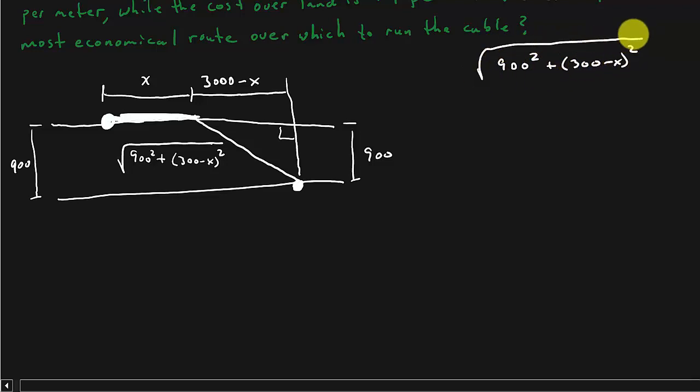That's the length of this hypotenuse here, labeling this x and this 300 minus x. So let's just erase that for a minute and look at this. What if instead we label that x, and then this would be 3,000 minus x? Well, then using the Pythagorean theorem, this would be the square root of what? 900 squared plus x squared. Now, doesn't that look much simpler?